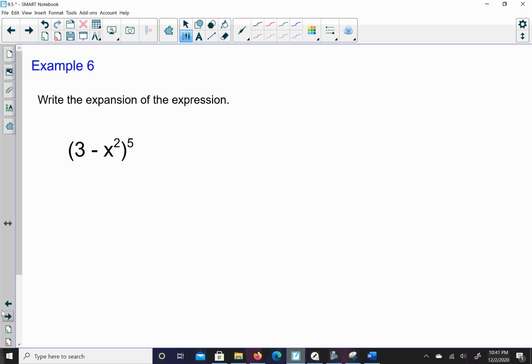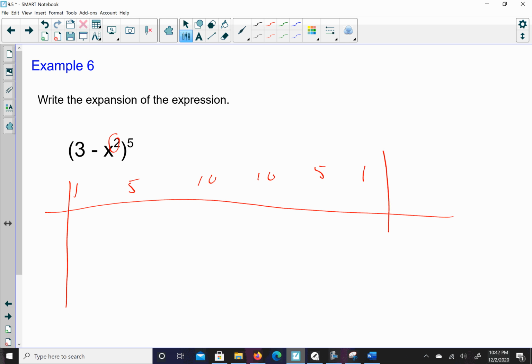Write the expansion. This one's slightly different because it has a term that's raised to something other than 1. So still same pattern. I think this one, let's just go back to the boxes. So first thing I'm going to do is write my coefficients, which are going to be 1, 5, doing the fifth row, Pascal's triangle, 10, 10, 5, and 1. So I'm making my box.